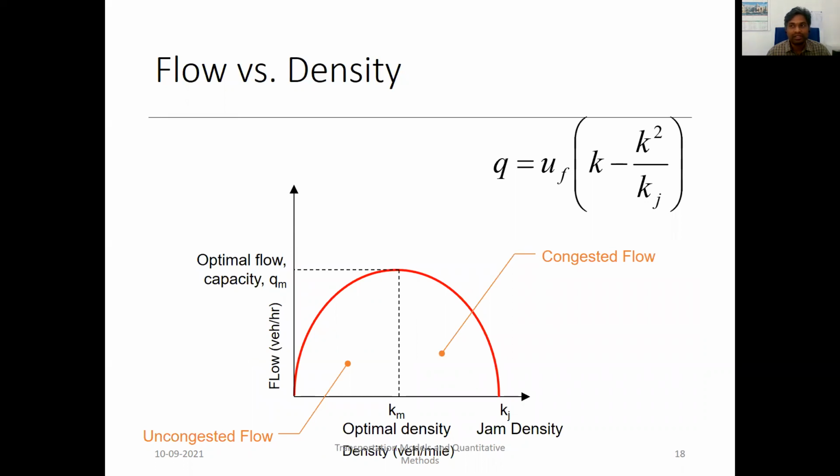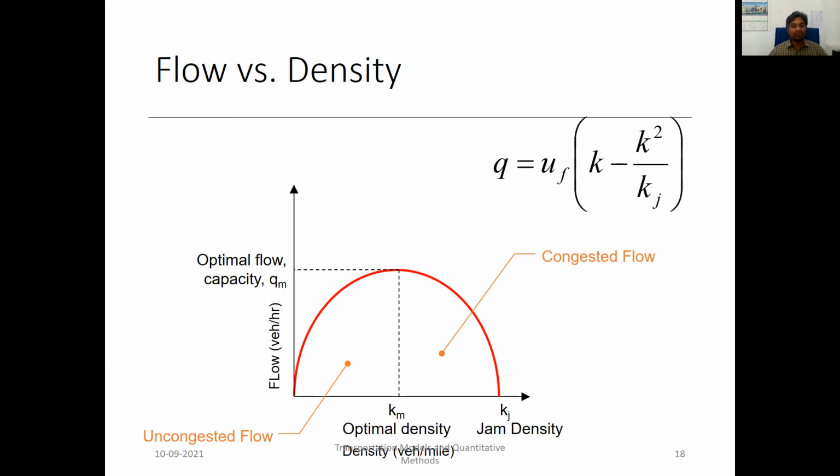So as mentioned earlier, Q is equal to KV relationship. That is a fundamental relationship of traffic flow. Here, instead of V, if you substitute Vf into 1 minus K by Kj, you will obtain this particular relation: Q is equal to Uf into K minus K square by Kj. So the flow versus density relationship as per Greenshields is parabolic. So on the x-axis, we have a flow, which is mentioned in terms of vehicles per hour. On the y-axis, we have a density, which is the number of vehicles per kilometer. So this is about another relationship, flow versus density, which is parabolic in nature.